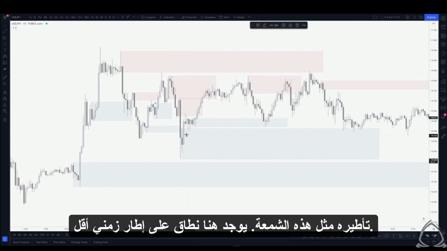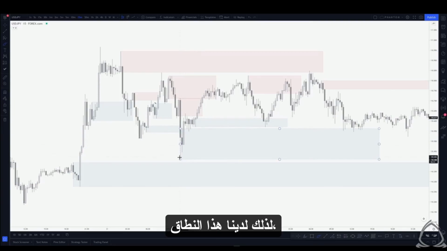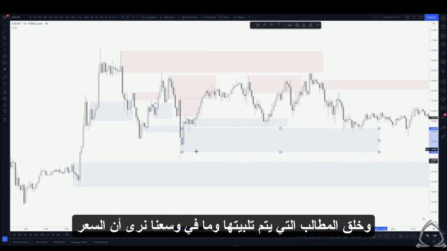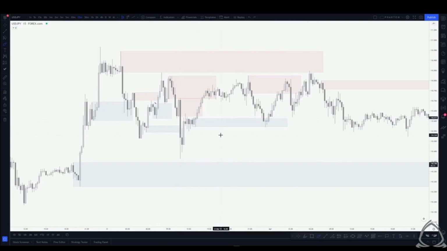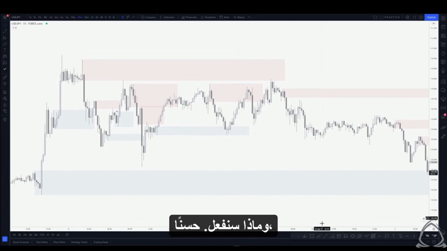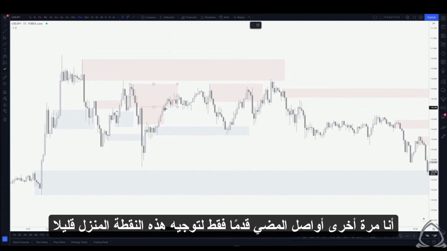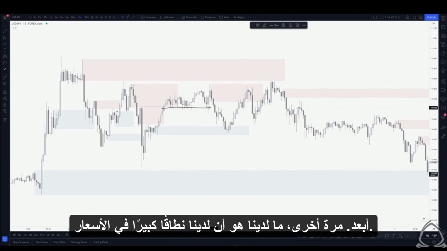And what we can also frame is this candle right here is a range on a lower time frame. So we do have that range created demand being met, and what we can see is price expands out and then we range once more and create that continuation model. And what we'll do, we'll once again just keep continuing on just to drive the point home a little bit further. Again, what we have is a large range in price.